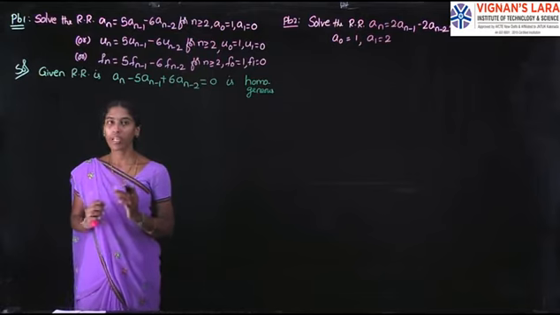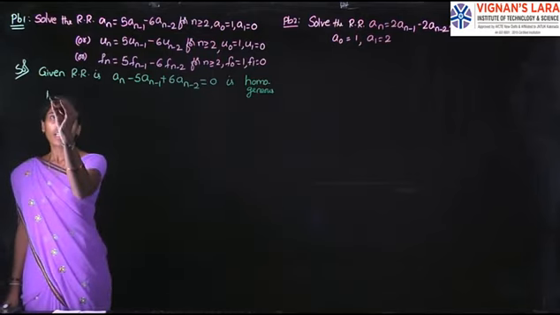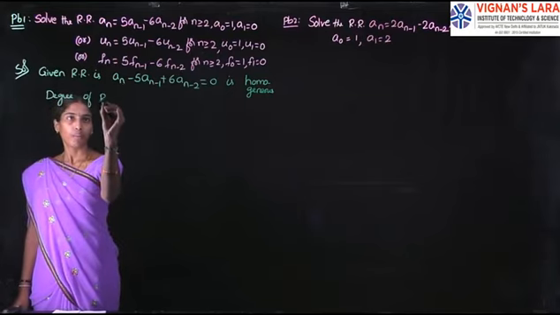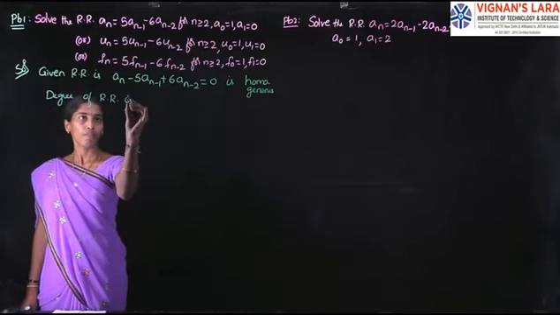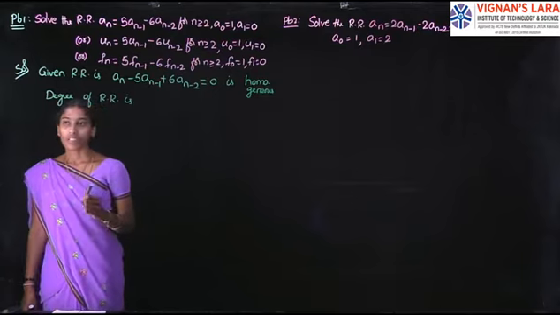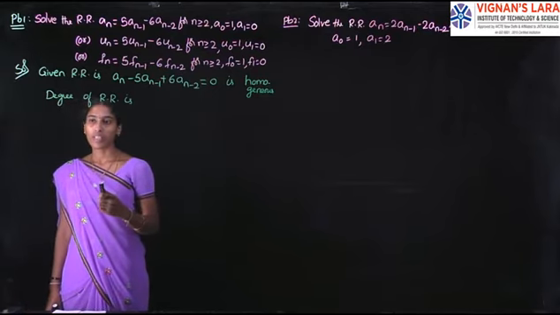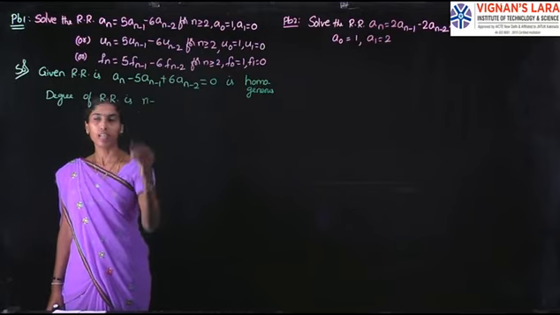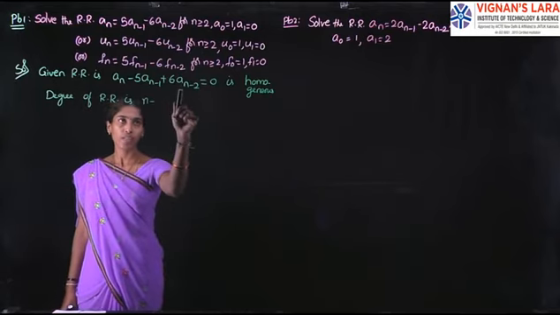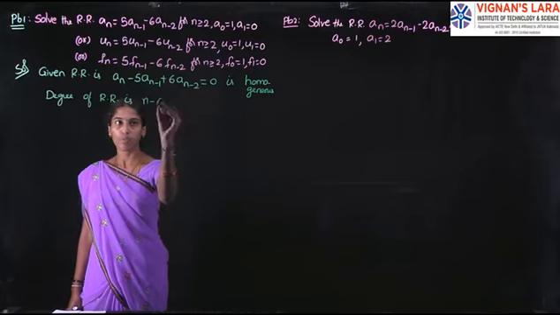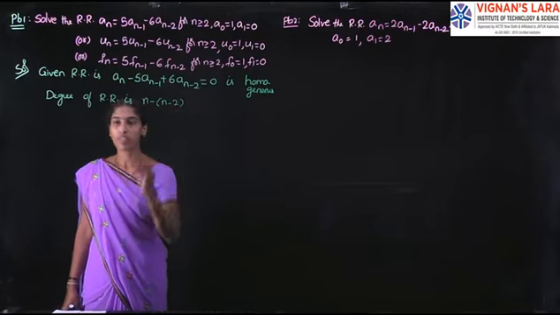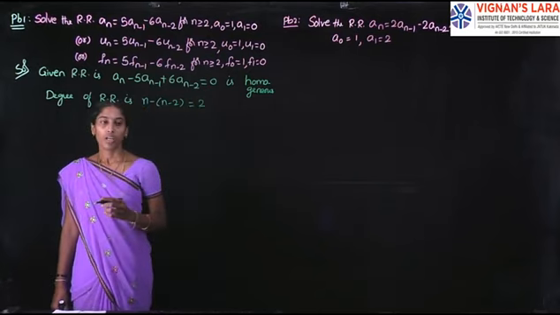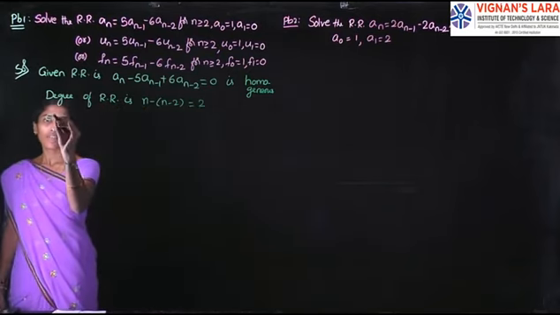Next, we need to write its degree. How can we find out the degree? Just observe the terms of the sequence. The highest suffix term is a_n and the lowest suffix term is a_(n-2). So highest suffix minus lowest suffix is equal to 2. Then write the characteristic equation.